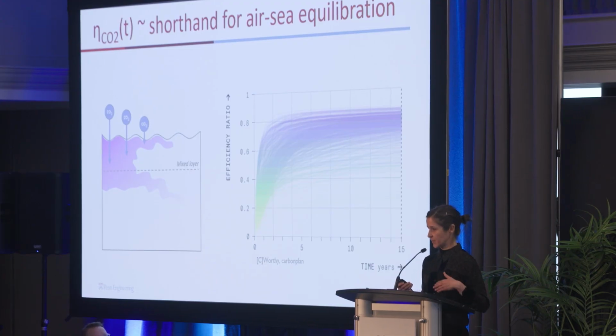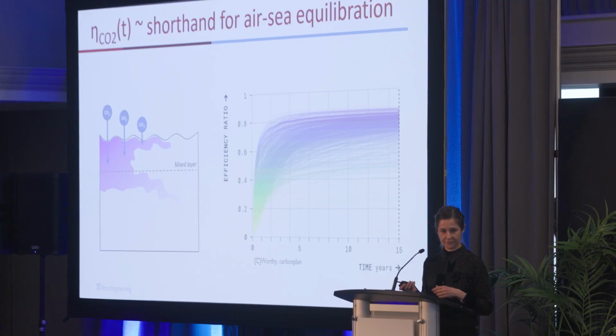So each line is a different location. Some locations are super efficient. You can get up to maximum efficiency within the first year. Some locations are not very efficient. They kind of peter out at 0.3 even after a decade. So from these modeling efforts, we're starting to constrain efficiency, where some locations are 0.8, some locations are 0.3, and so we can start designing our deployments a bit more optimized to maximize efficiency.